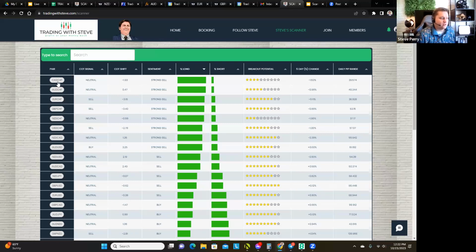So for example, right here, you can see the CAD franc has quite a bit of buying pressure. So you've got 93% of retail traders who are indeed buying right now. And then you've got only 7% of retail traders selling the CAD franc. Why is that? Why are retail traders doing that?